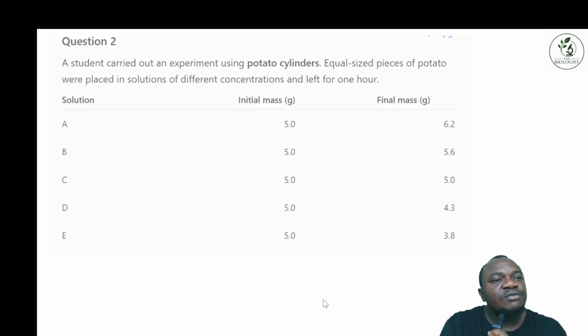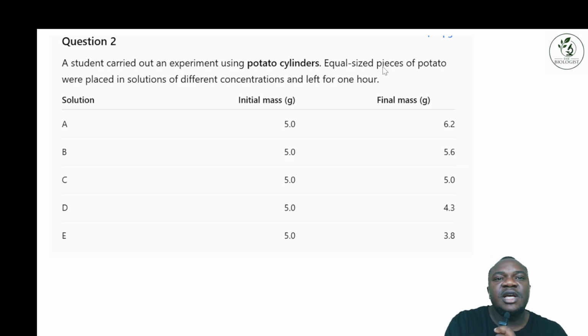Okay. So now we have a table here. A student carried out an experiment using potato cylinders. Equal size pieces of potato were placed in solutions of different concentration and left for 1 hour. So we have solutions A, B, C, D, and E. And this is the initial mass. The initial mass is the mass of the potato before it was placed in the solution. So you have to record the mass before you put it into the solution.